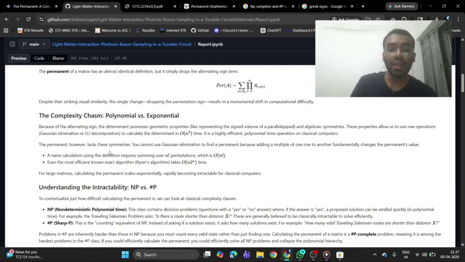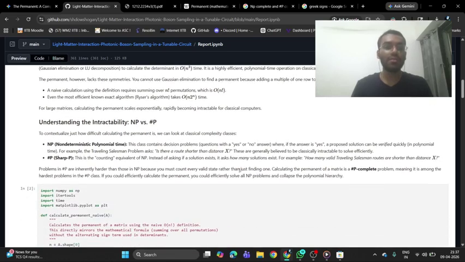A naive calculation using the definition requires summing over n factorial permutations, which is O of n factorial time. Even the most efficient known exact algorithm, which is Ryser's algorithm, takes n times 2 to the n time. For large matrices, calculating the permanent scales exponentially, rapidly becoming intractable for classical computers.